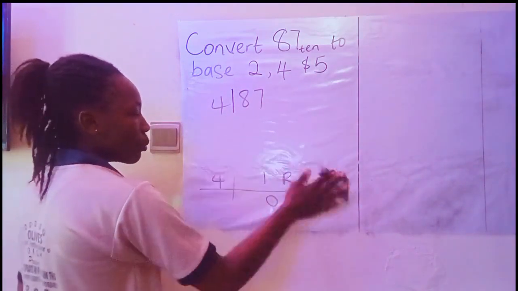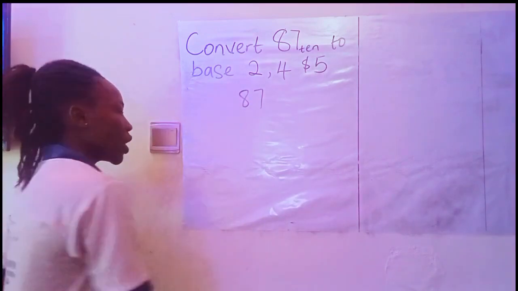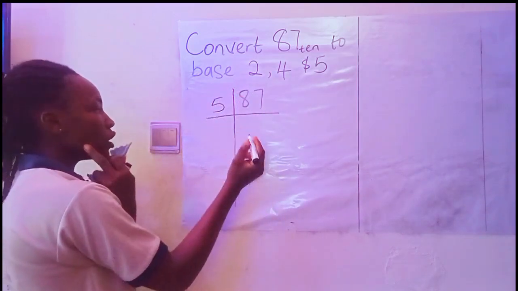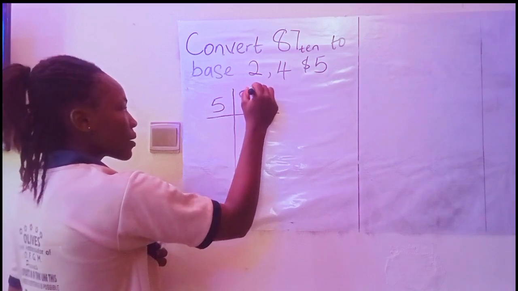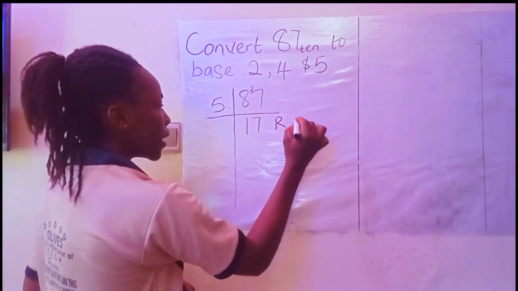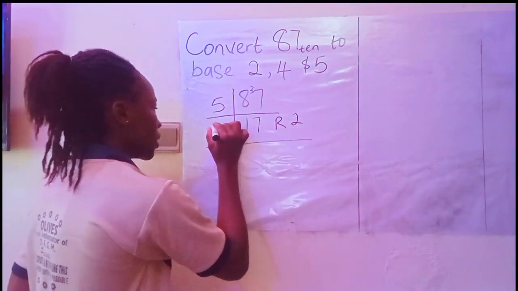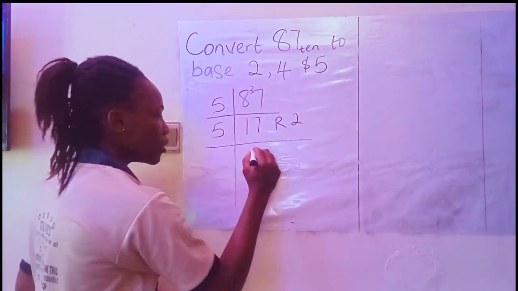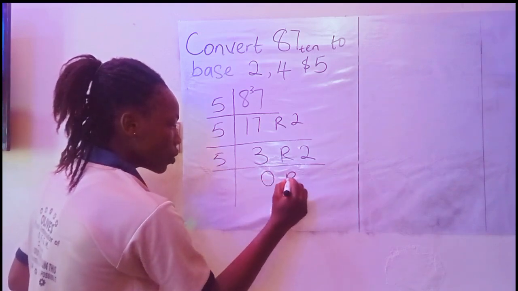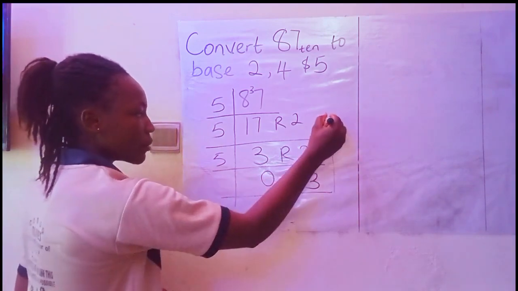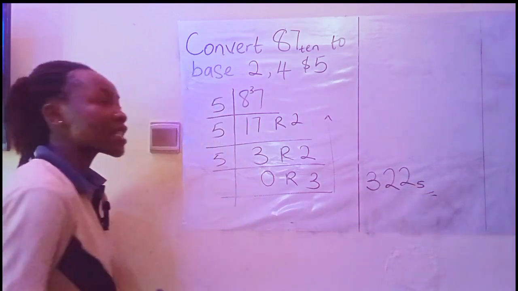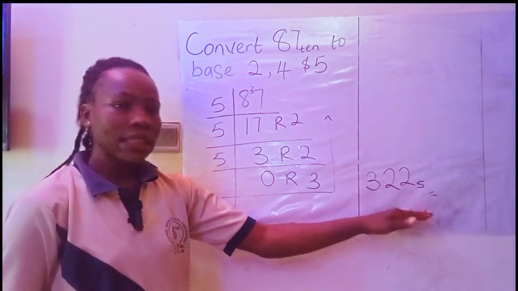Alright, so let's also change it to a base 5 number. Let's convert it to base 5. 5 in 8 will give us 1, remainder 3. 5 in 37 will give us 7, remainder 2. Still using 5. 5 in 17 will give us 3, remainder 2. 5 in 3 will give us 0, remainder 3. So let's write out our remainders. We are going to have 3, 2, 2 in base 5. So 87, changing it to base 5, you are going to get this number in base 5.